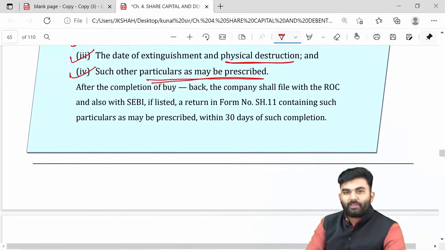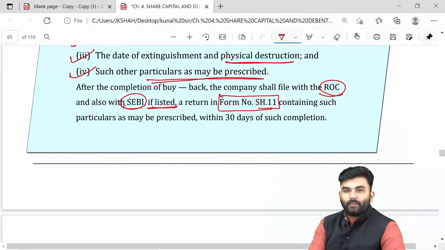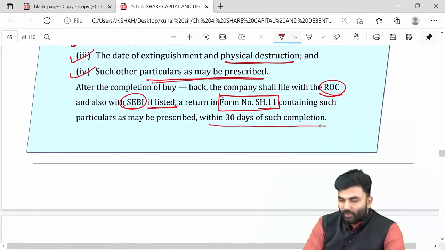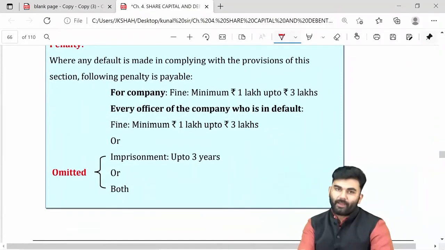Over here the company needs to intimate the ROC as well as SEBI, if it is a listed company, under form number SH11 stating that the procedure of buyback is completed. Such intimation should be done within 30 days of completion of buyback.